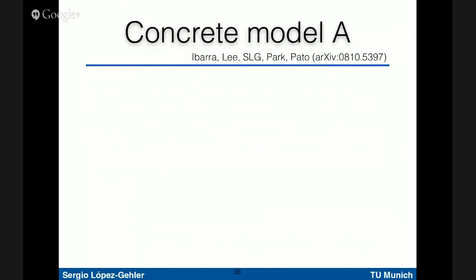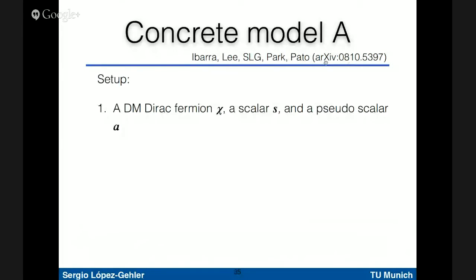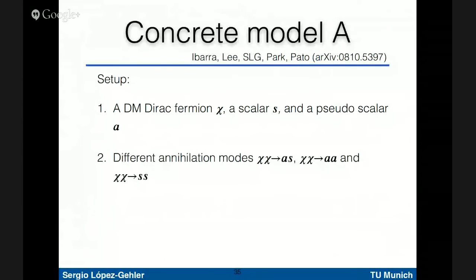So I want to show the concrete model that we called A in our last work, which was presented some years ago. And I'm sorry, I think this reference is wrong. It's in a work that we did in the year 2013, in which we had a dark matter fermion chi, a scalar S, and a pseudoscalar A. In this model, we have three dark matter annihilation channels, in which it annihilates to either a pseudoscalar and a scalar, two pseudoscalars, or two scalars.